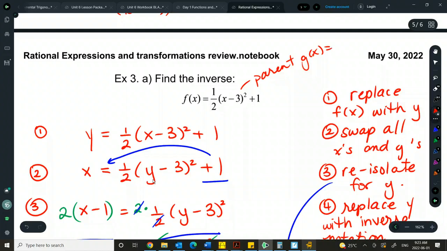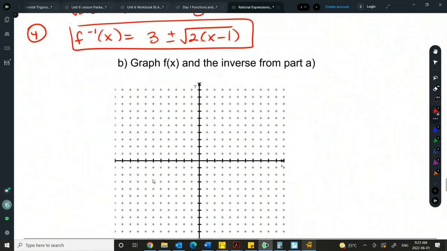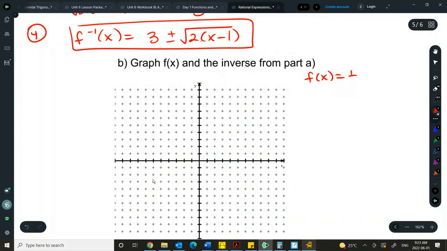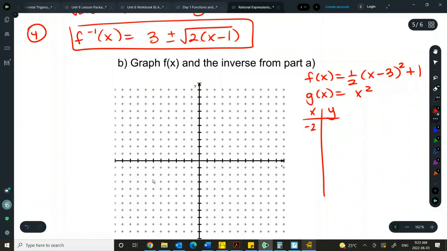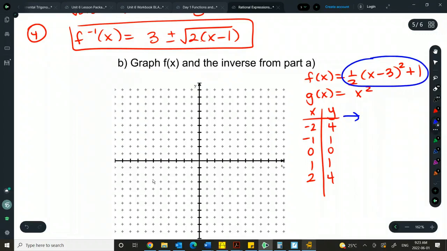So the parent function of this is x squared. Maybe we'll say g at x equals x squared. So I'm going to start with those parent functions, and then I'm going to do transformations to this function. So this is the function. This is the parent function. So if I want to do parent function points, we talked about a good set of x coordinates to be -2 to +2, and then we square each of them to get the y's. So I'll get 4, 1, 0, 1, and 4. Then I'm going to do transformations based on this function.